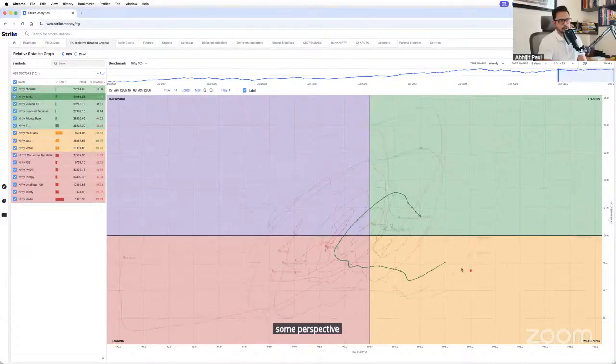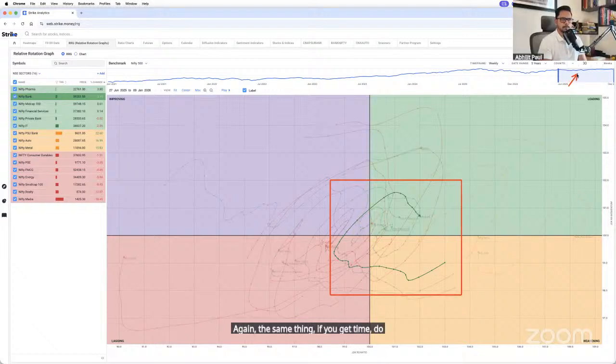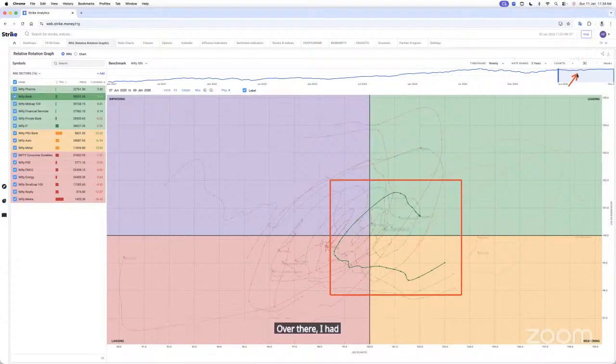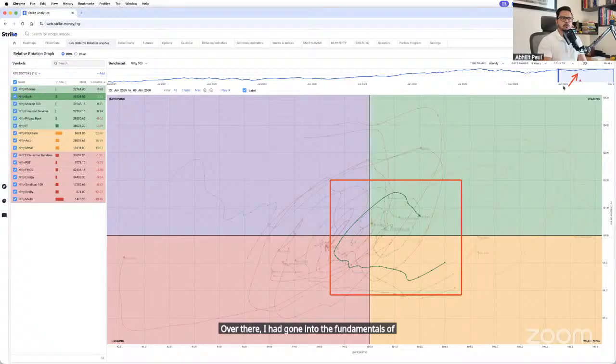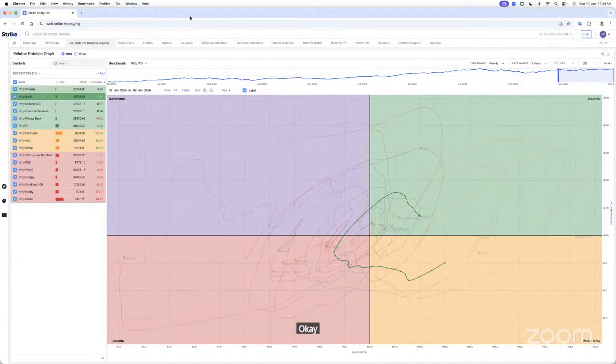So the tail will give us some perspective of how it has fared over that certain period. Again, if you get time, do go through my previous interaction with Strike. There I had gone into the fundamentals of RRG and how you select the time period, what kind of time period is good for you, etc.